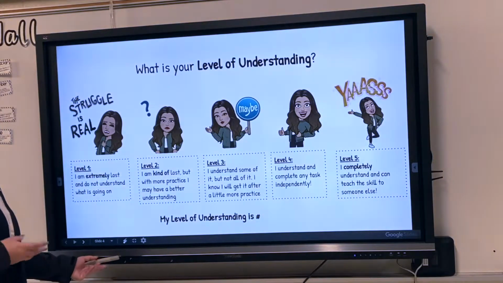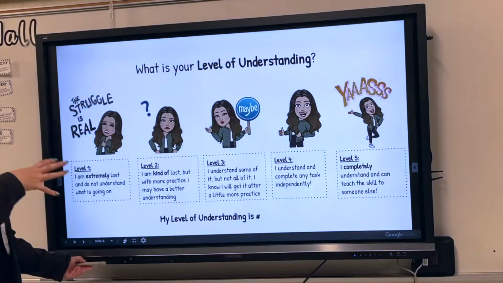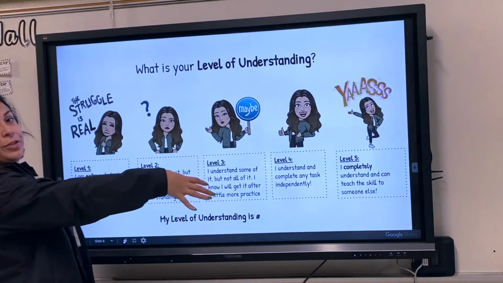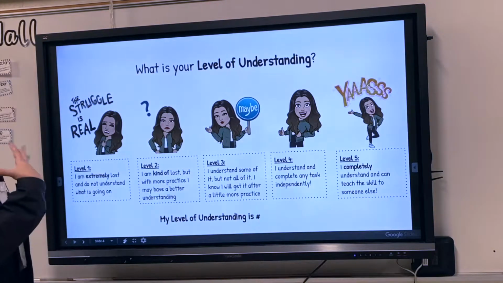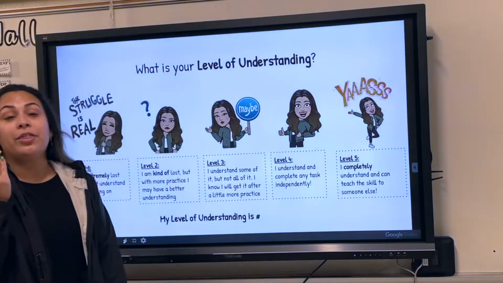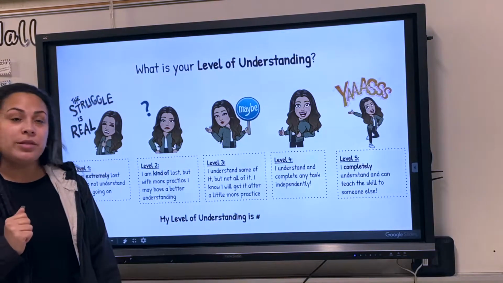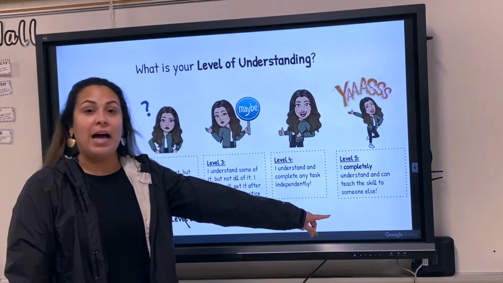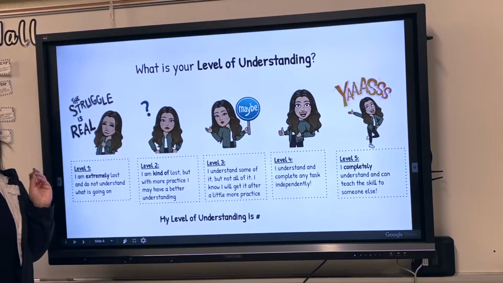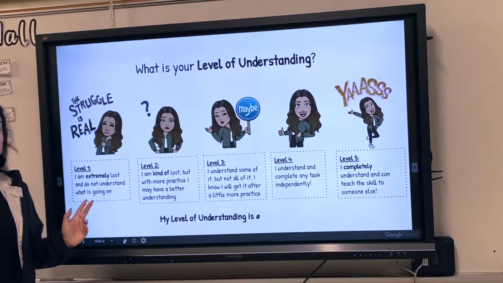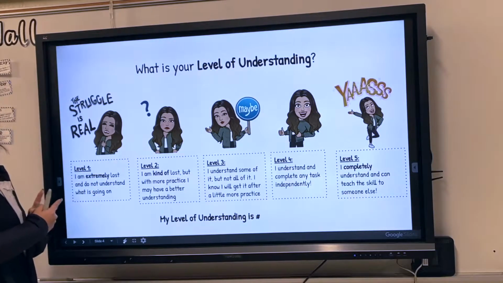So again, this is just asking, how do you feel? Which of these do you relate to when it comes to multiplying a 2-digit by a 2-digit number? So if you feel like, I can teach this to my brother who is in 3rd grade, Miss Soto, then you are at a level 5. If you feel like, Miss Soto, are you speaking Spanish right now? Because I have no idea what you just said. Then you are at a level 1.